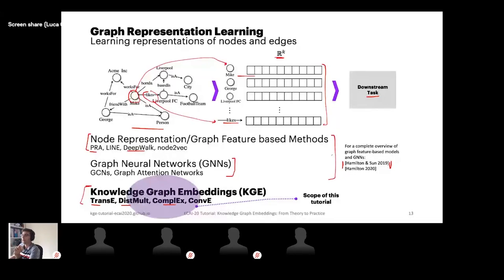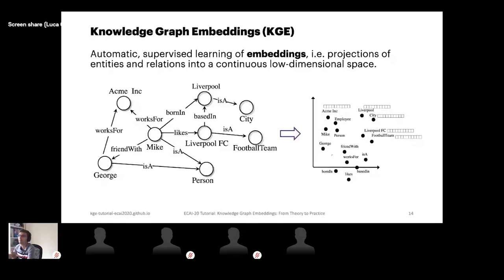So knowledge graph embeddings are models that, by leveraging supervised learning, learn embeddings, vector representations of nodes and edges, and they do so by learning these projections in a continuous low dimensional space.